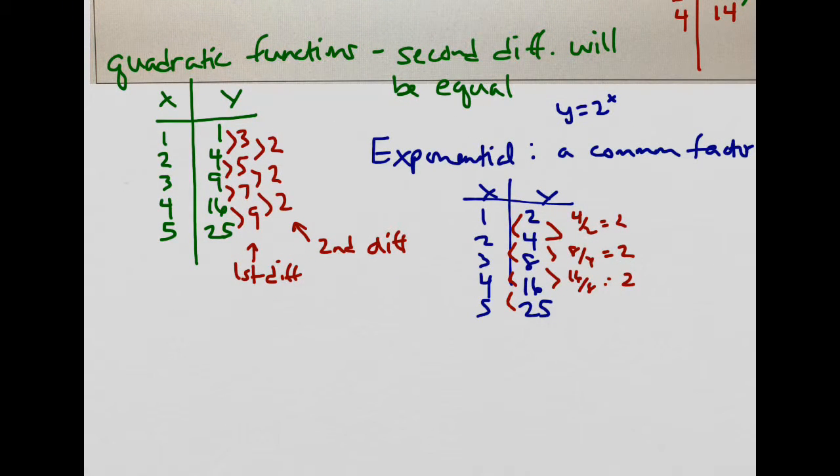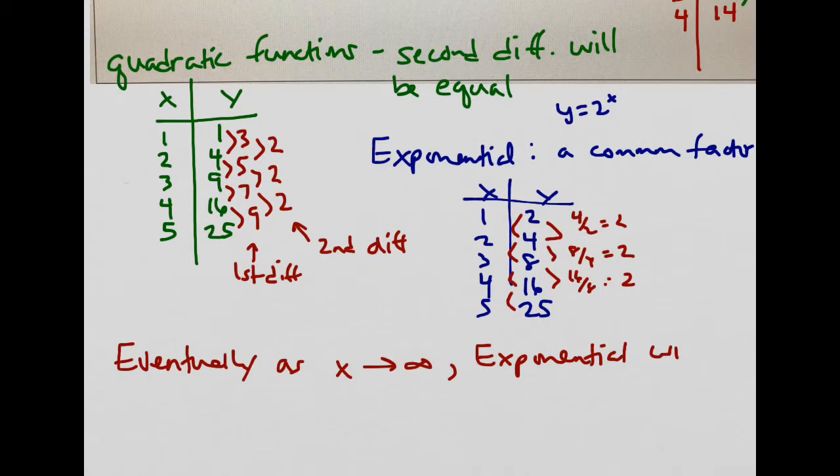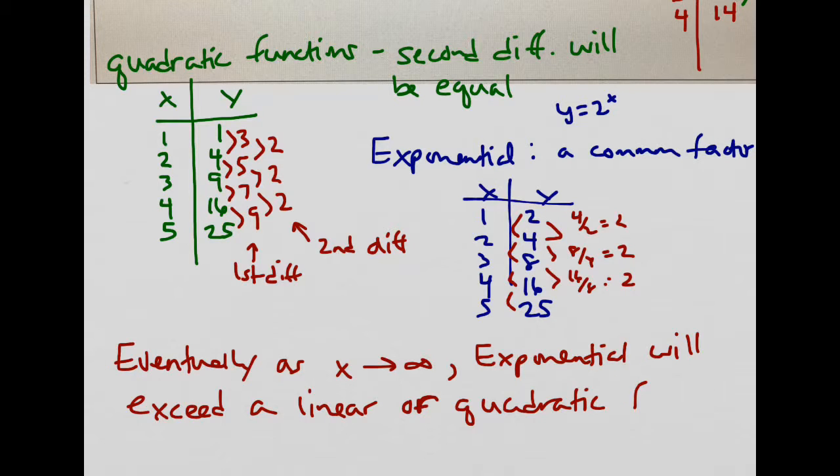So the takeaway we want to know is that eventually, as x increases, as x goes to infinity, as x gets bigger, an exponential function will exceed a linear or quadratic function. Sorry about all the background noises in this one.